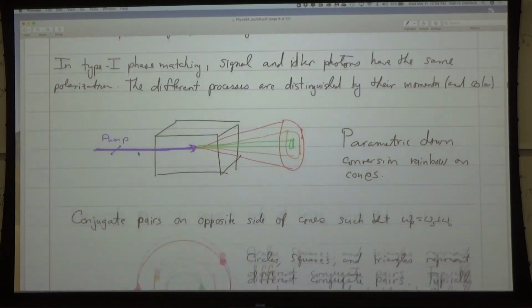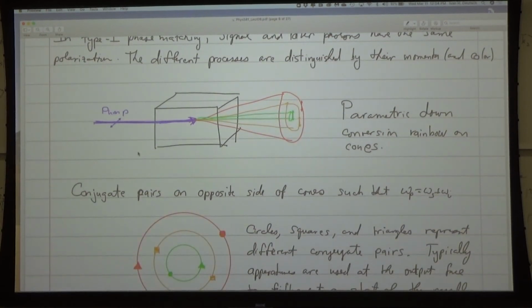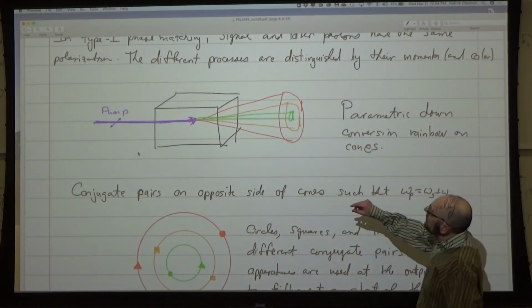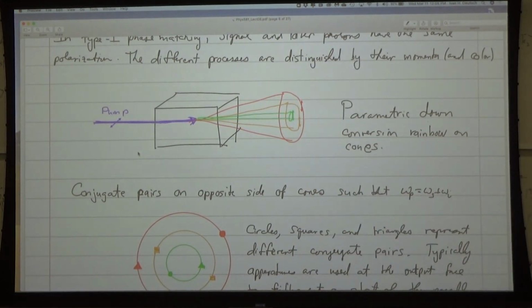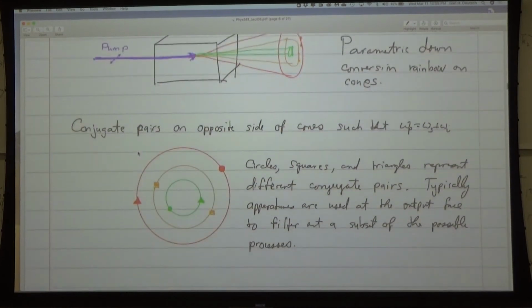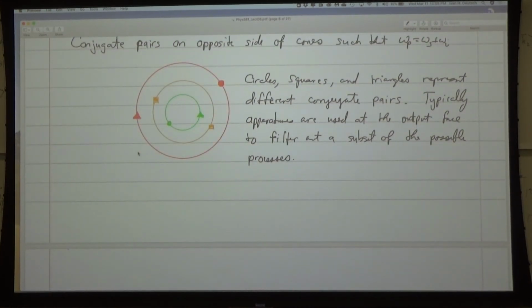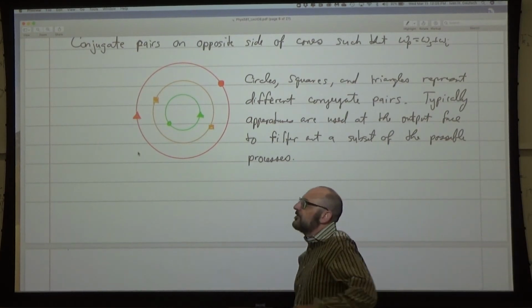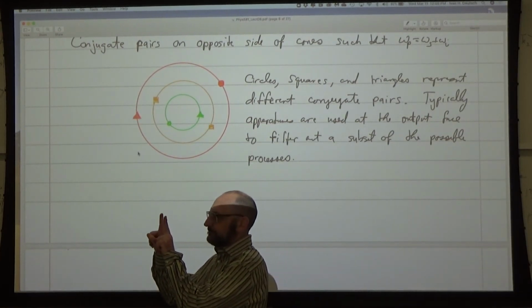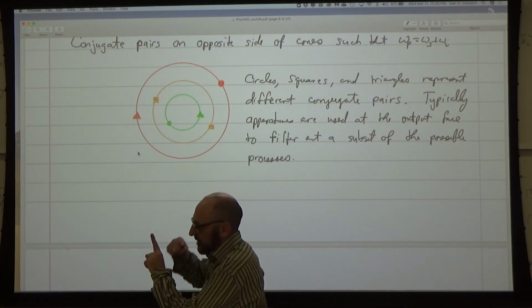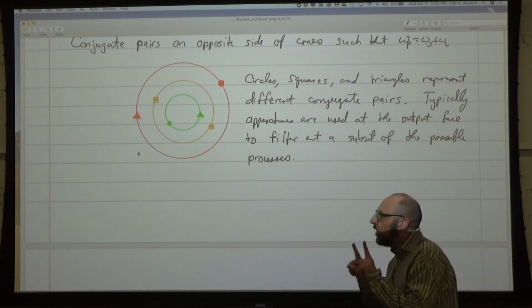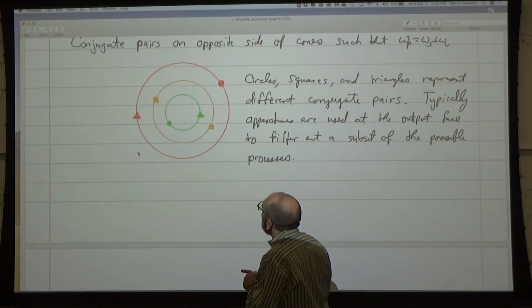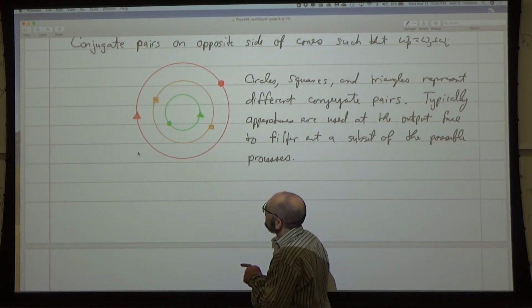But the point here is that what we end up with is these cones of possible emission patterns that satisfy the phase matching condition. And what we have in this case, in type 1 phase matching, is the two photons have the same polarization. The pump is in the orthogonal, but the two photons that come out, the daughter photons, have the same polarization. But I don't know what color they are.